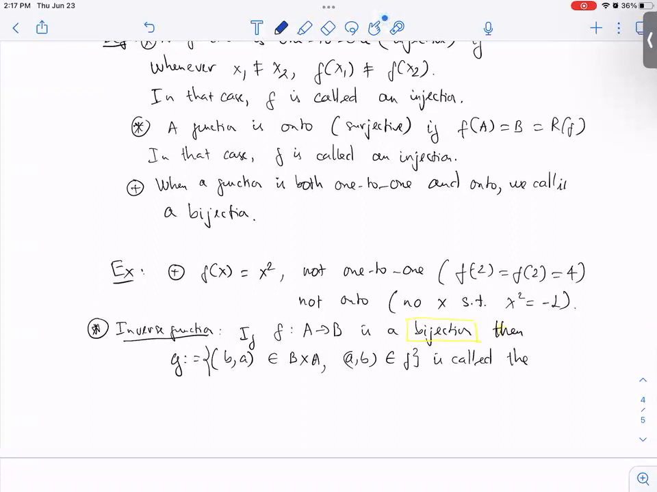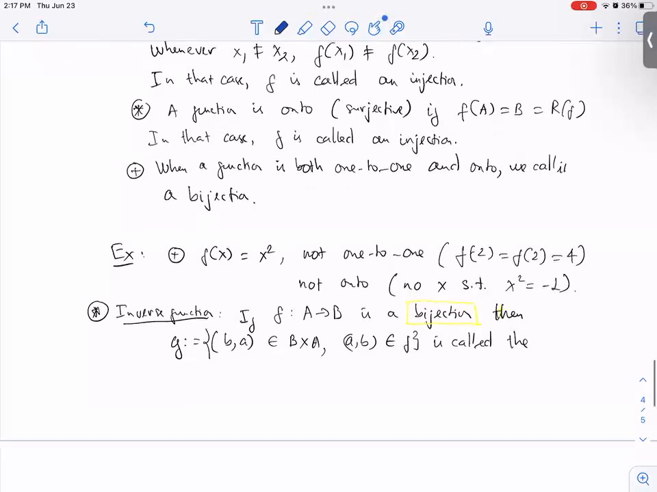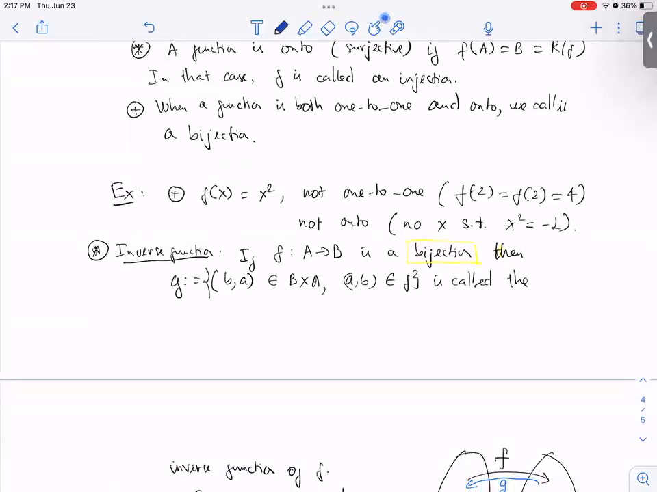Remember, in the original definition, the range of the function is a subset of the set B, and the function is onto if this subset is actually equal to the set B. And in that case, f is called a surjection. And when the function is both one-to-one and onto, we call it a bijection.